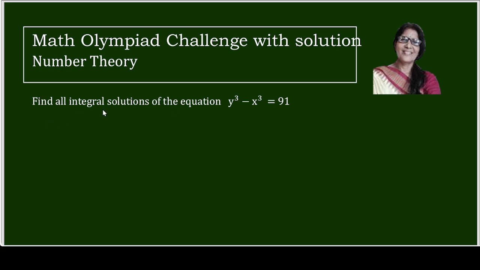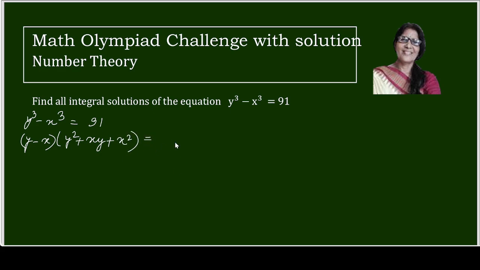So we generally factorize the left hand side and the right hand side, then compare. We'll go in the same way. So y cubed minus x cubed equals 91. If I factorize the left hand side, it will be (y minus x) times (y squared plus xy plus x squared) equals 91.